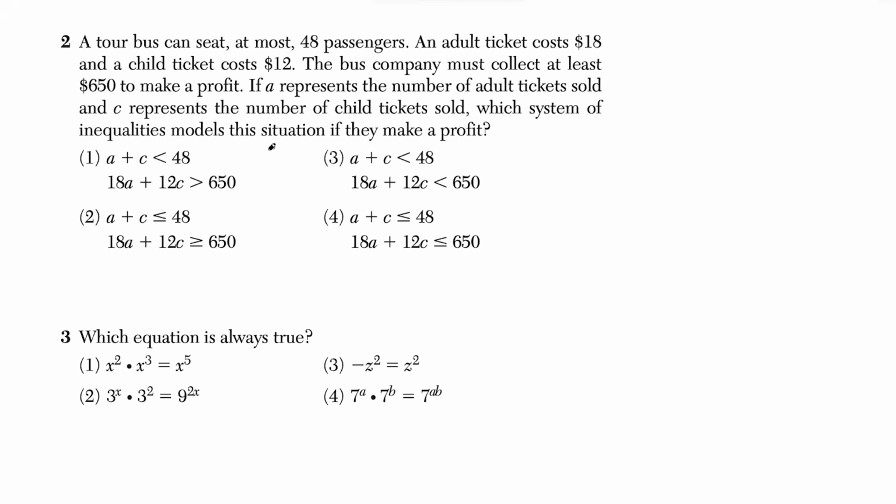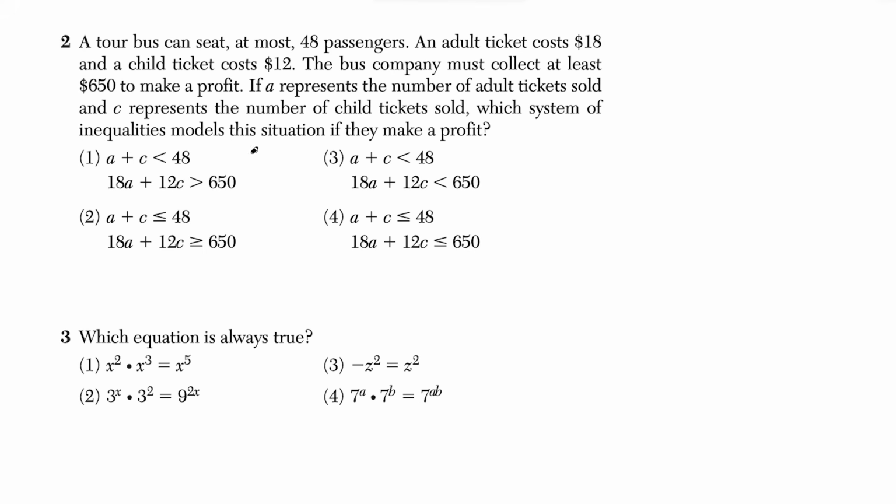Question 2, a tour bus can seat at most 48 passengers. An adult ticket costs $18 and a child ticket costs $12. The bus company must collect at least $650 to make a profit. If A represents the number of adult tickets sold and C represents the number of child tickets sold, which system of inequalities models this situation if they make a profit?